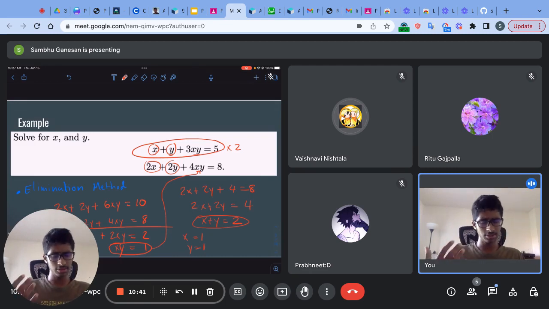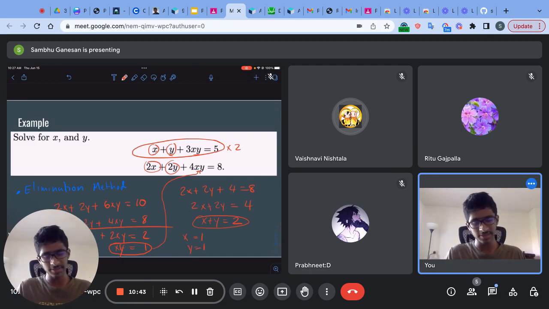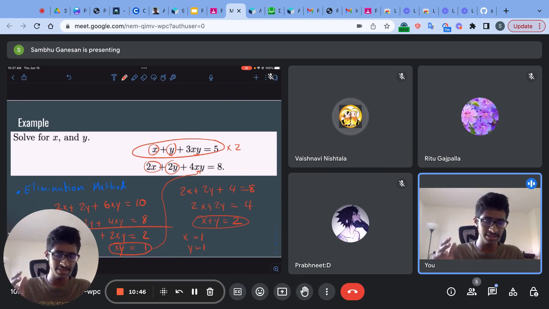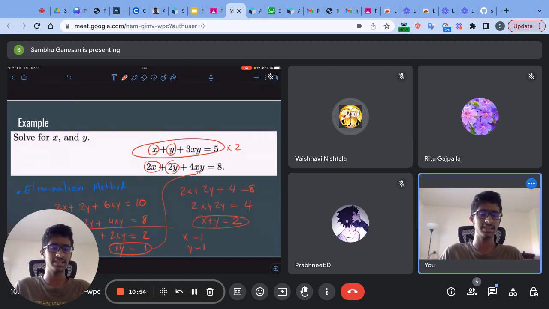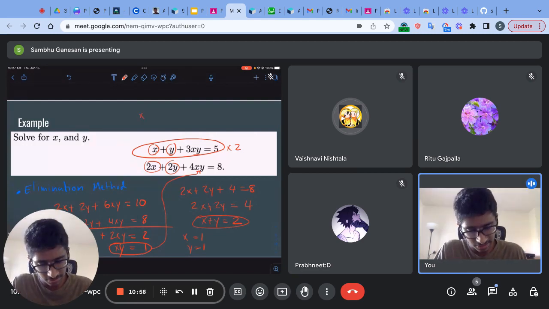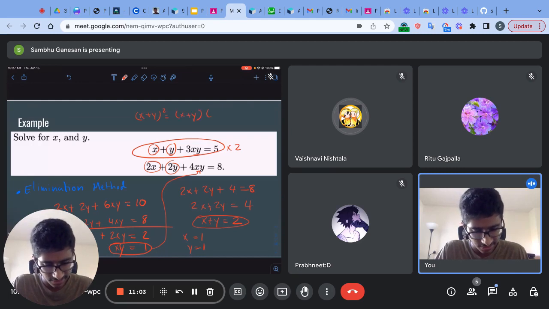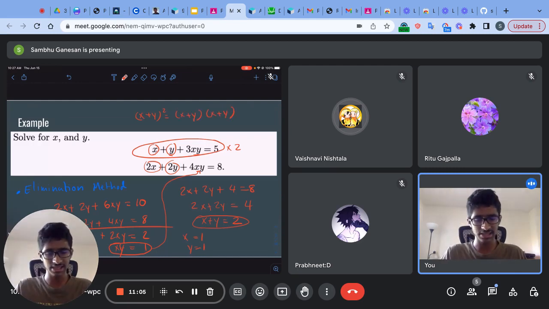You see it when you square x plus y, and that is a common thing that you should know, like x plus y squared, x minus y squared, and x squared minus y squared. We will cover those tomorrow as part of the factorizations, but just know that for now. So x plus y squared is nothing but x plus y times x plus y, right? That's, after all, the definition of a square.